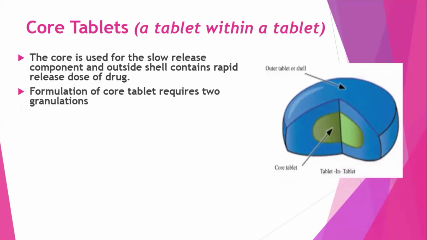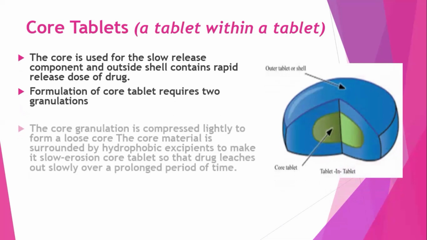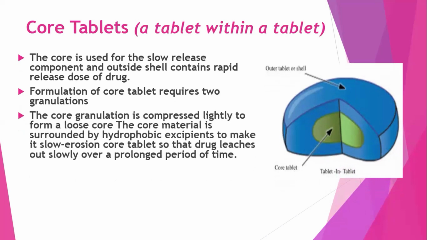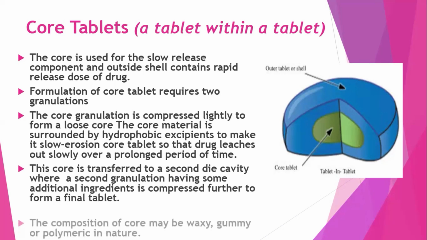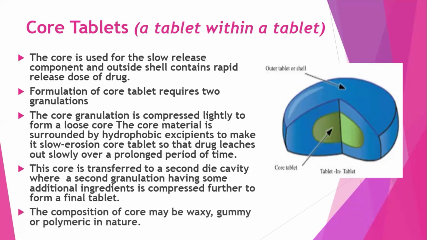This is a very interesting one. The core granulation is compressed lightly to form a loose core. The core material is surrounded by hydrophobic excipients to make it a slow erosion core tablet so that the drug leaches out slowly over a prolonged period of time. This core is transferred to a second die cavity where a second granulation having some additional ingredients is compressed further to form a final tablet. The composition of the core may be waxy, gummy, or polymeric in nature. The core tablet is for the purpose of sustained action.